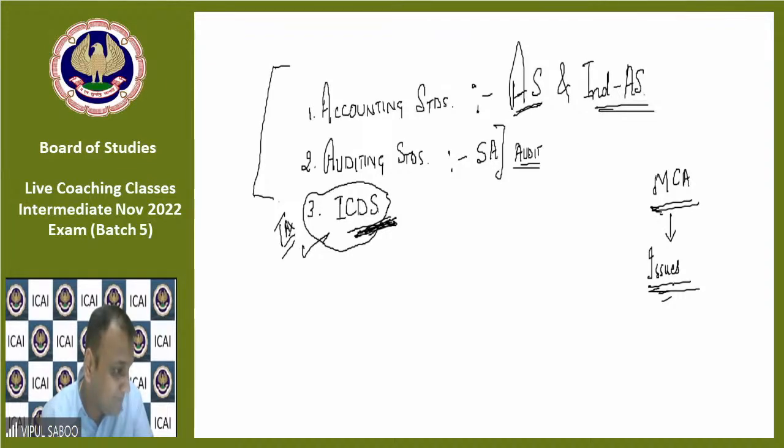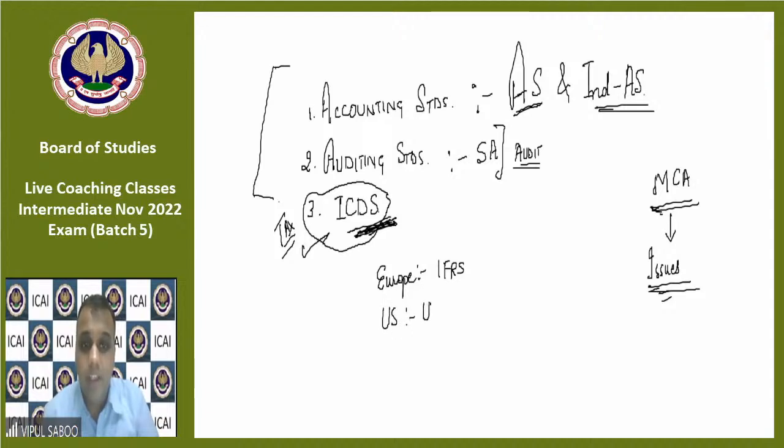Okay. Ind AS have also been prepared by ICAI only. Okay, I'll give you a brief overview. So what happens is that every country has its own standards. Like in Europe, usually IFRS is followed, the International Financial Reporting Standards. In the US, they have US GAAP, Generally Accepted Accounting Principles. In India, we had AS.